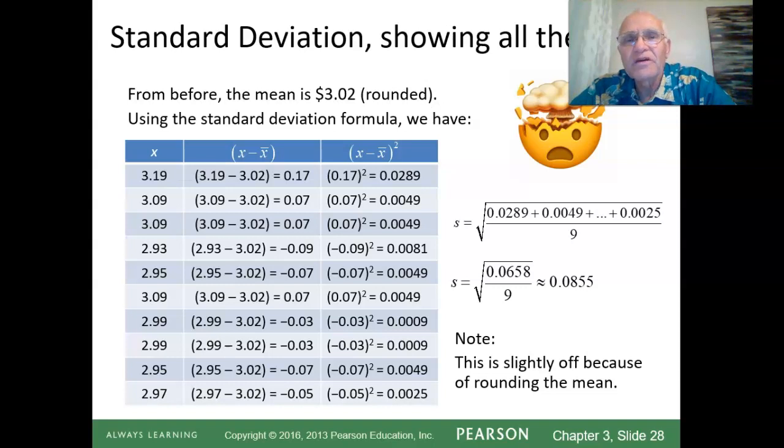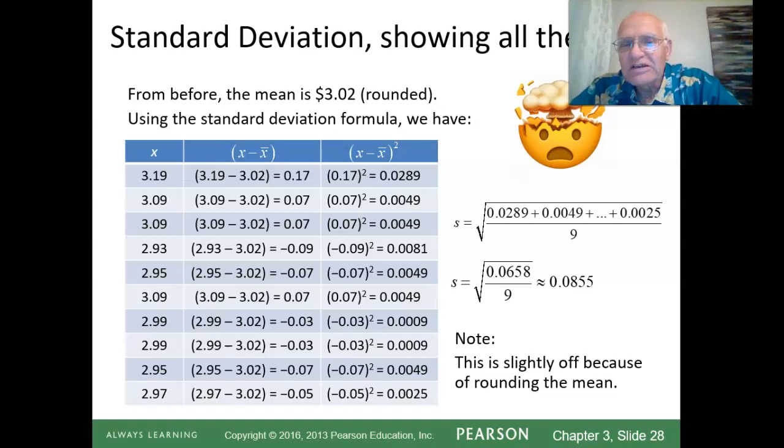All right. Then you square those, so all the numbers in the middle column are squared over on the right column, and those are the squared deviations from the mean. Over on the far right, then we add up all these squared deviations, and we divide by n minus 1, which is 9 in this case, and then we take the square root of all of that.